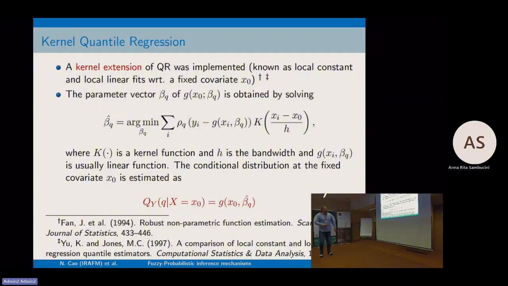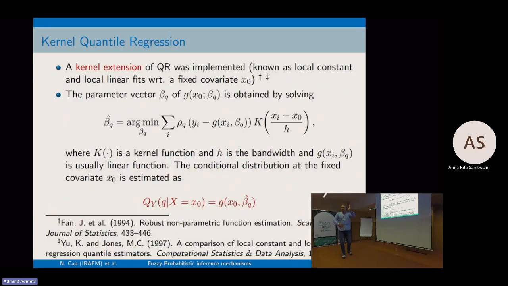And the result for fixed covariate x0 is obtained, so the quantile value of the quantile function for x0 is obtained as the value of the determined function when we found the beta parameter for q. It's time consuming.